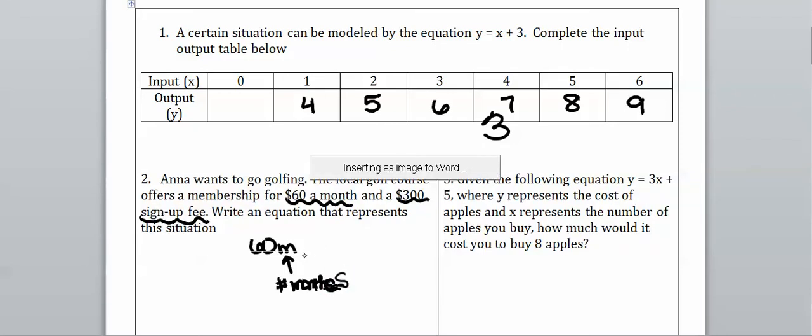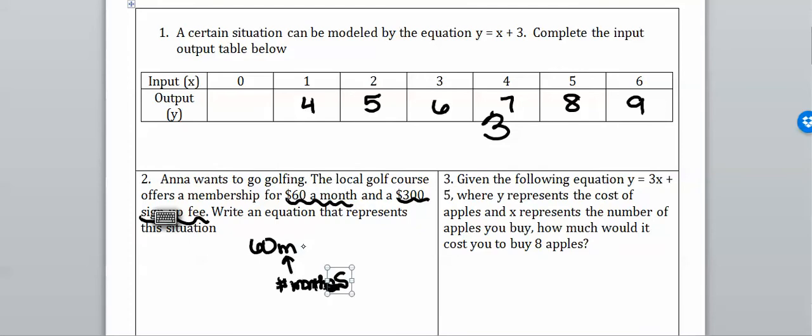And then you're adding that with the sign-up fee of $300. And that equals your total cost, and cost would be C. You can also use x, y, or any variable that you would like, but just make sure that you specify what each variable means.